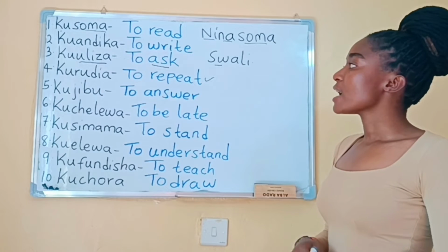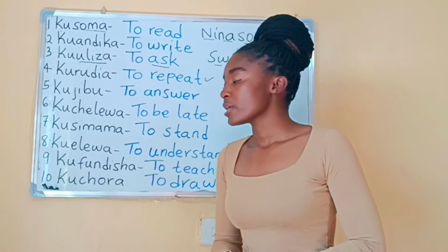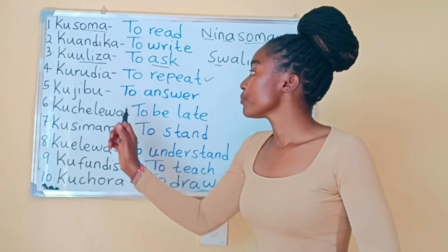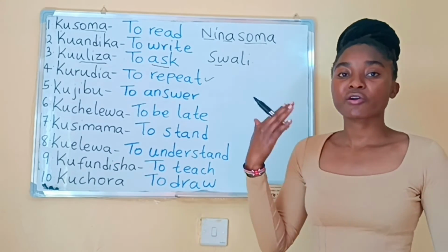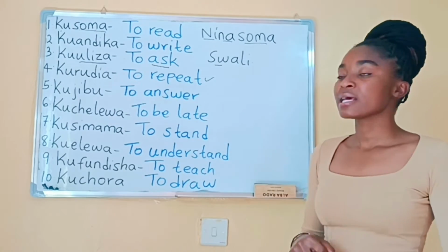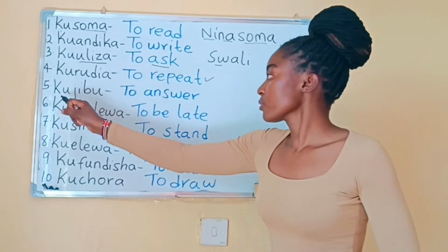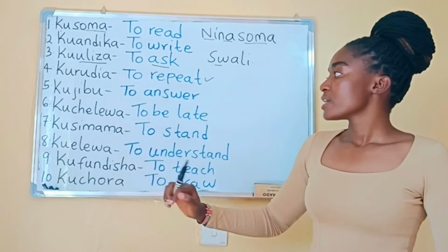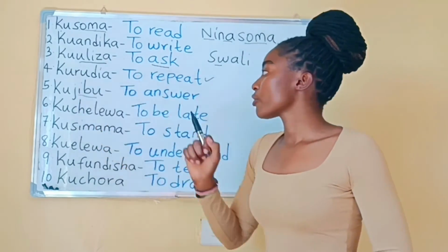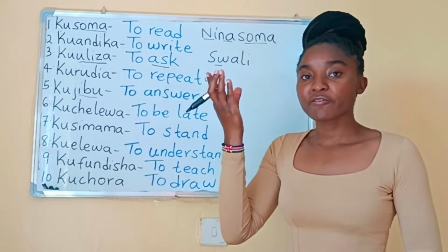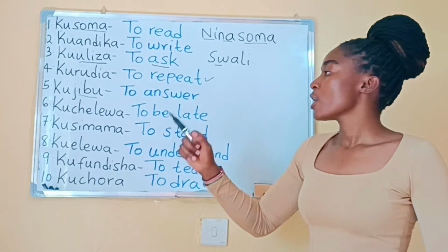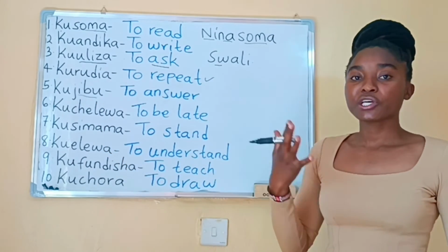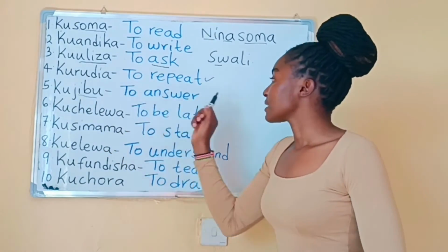Then after someone has asked a question, there is always an answer given. So kujibu means to answer or to give a response to a question asked. Kujibu, which means to answer. So jibu is more of the response that you give to a question or the answer that you give. Then kujibu means to answer.